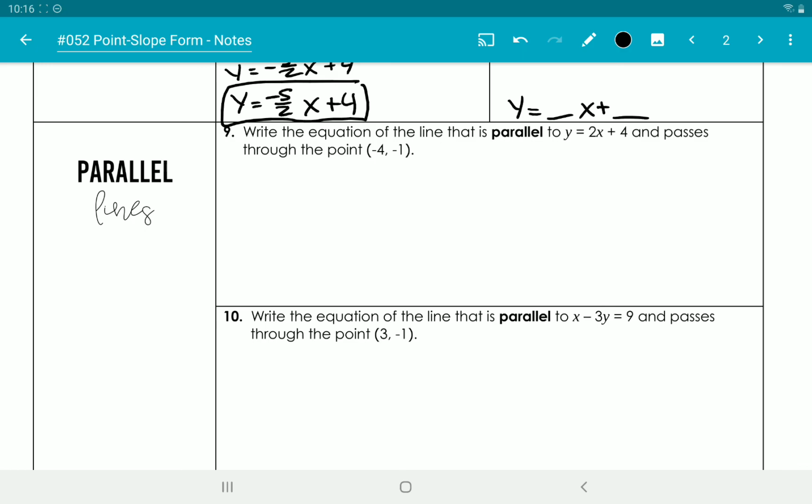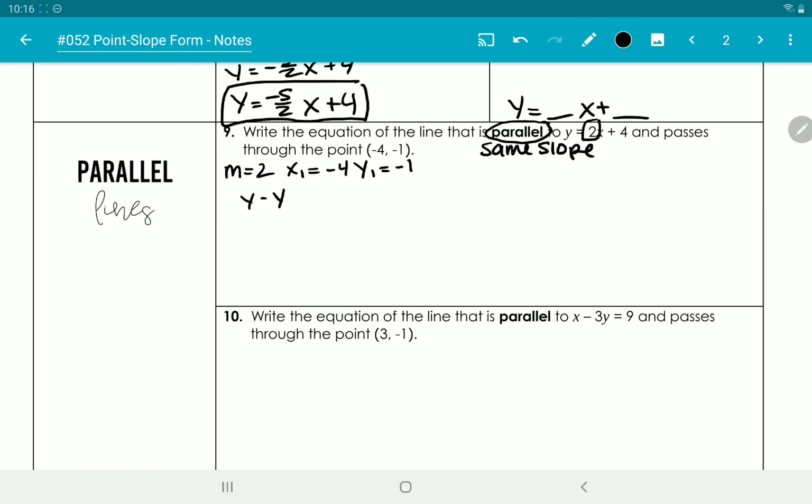So now we're looking at parallel and perpendicular lines. We're going to write the equation of a line that's parallel, so we need the same slope as this and passes through the point. The slope is the thing that's multiplied by x, so we need m is 2. And then we have x1 and y1 from this point, so we have -4 and -1.